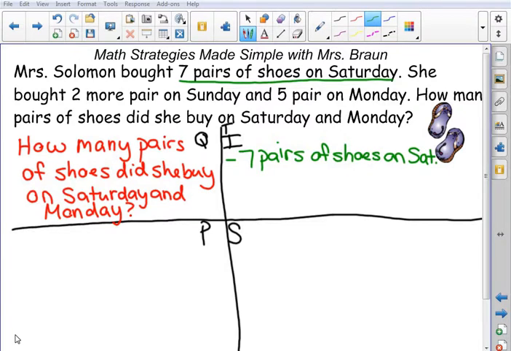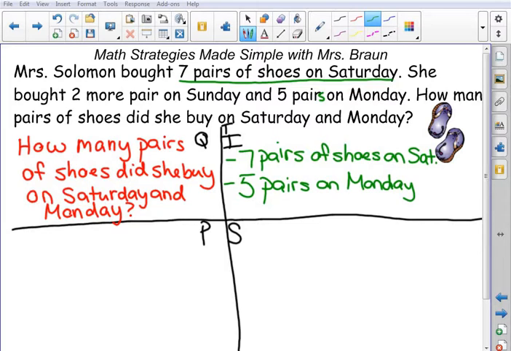She bought 2 more pairs on Sunday. Now, I'm thinking about this problem, and it doesn't ask me how many pairs of shoes she bought on Sunday. So I don't need that information. That's extra information, so I'm not going to jot it down. And then it says, and 5 pairs on Monday. Oops, that's a little typo there. All right, 5 pairs on Monday.